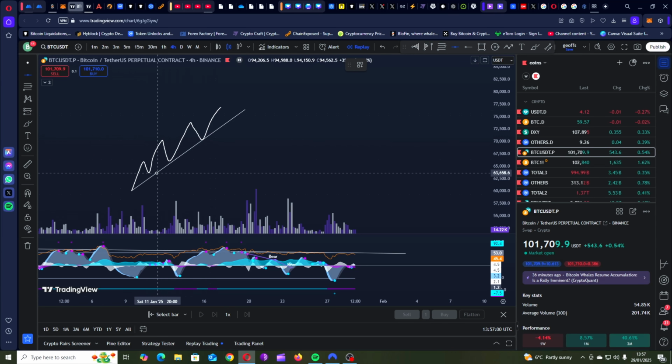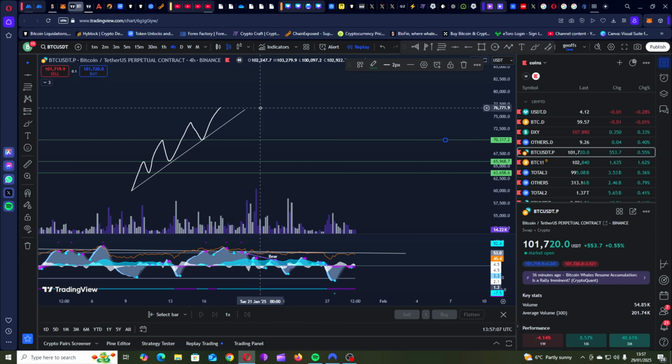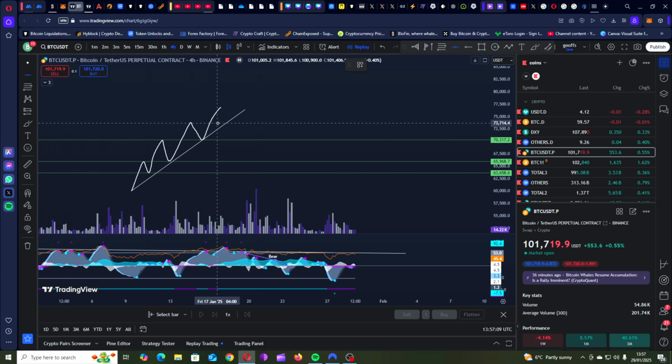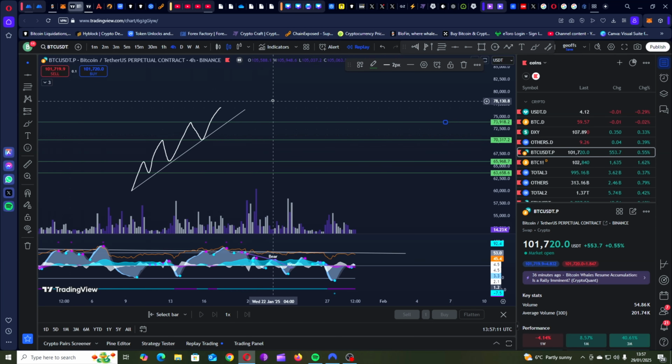So we've got the bottom of market structure there, market structure there, market structure there, market structure there. So if I were to ask you a question now, looking at market structure, where would you think that this next candle or candles would go to? Because markets just don't go up. They go up, they consolidate, drop, up, consolidate, drop, up, consolidate, drop, up.